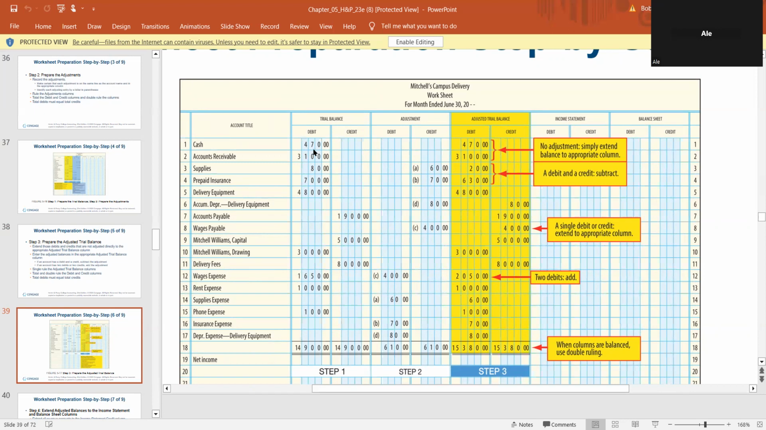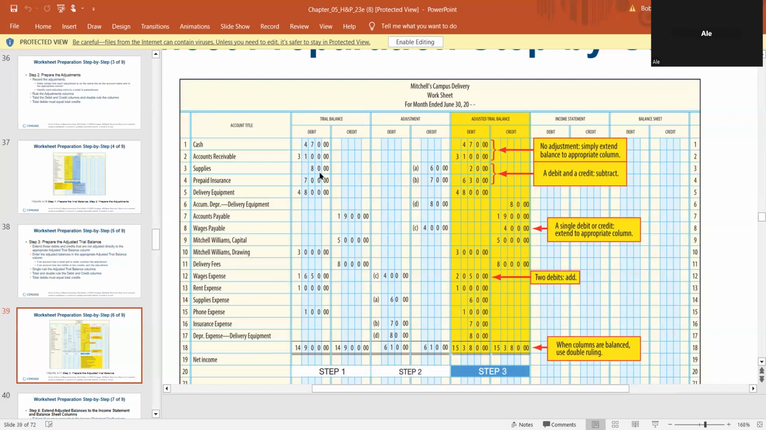Cash, 470. Well, you never have an adjusting entry for cash. Cash is not like supplies. You don't send somebody out to the safe and they tell you there's only $1,000 out there where you're supposed to have 2,000. It doesn't work that way. Same thing with receivables. So a lot of these accounts you will never adjust.